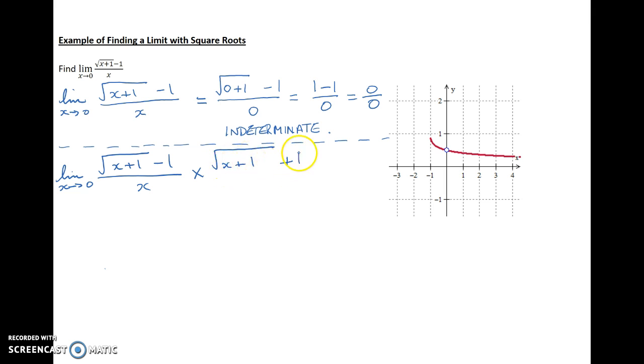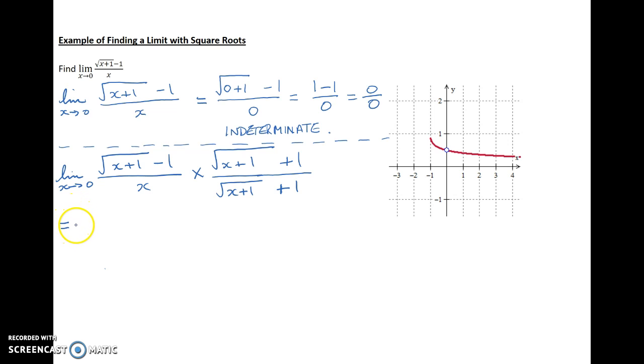So it's going to be the square root of x plus 1 plus 1 on top, and on the bottom, x times the square root of x plus 1 plus 1. And note, please, that we changed the sign of the negative 1, now it becomes plus 1, okay? You either change the sign in front of the square root, or you change the sign in front of the non-square root part.